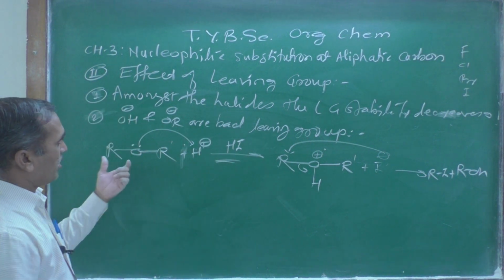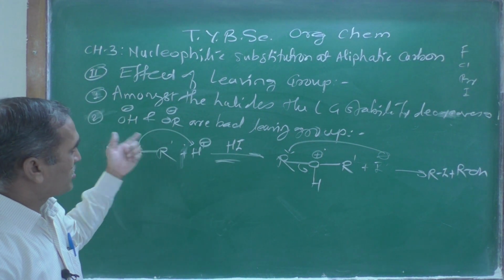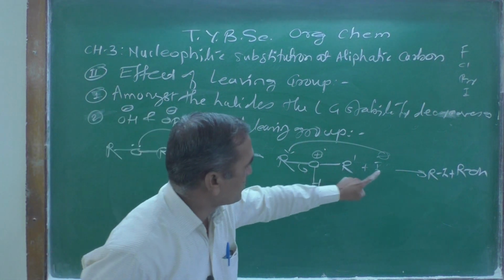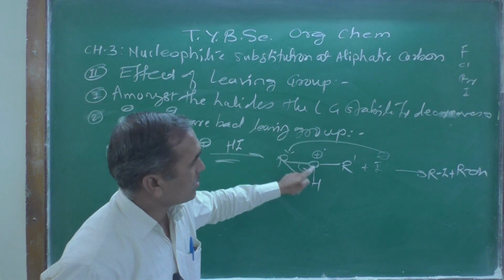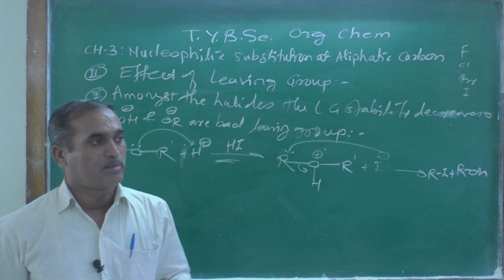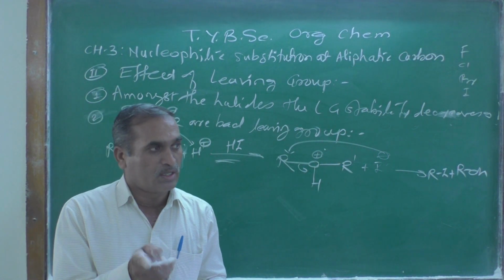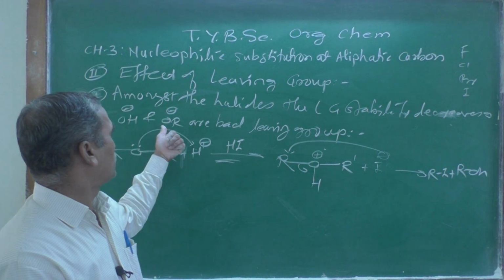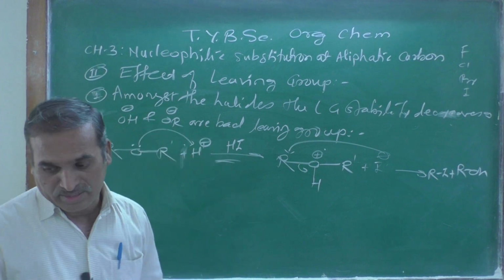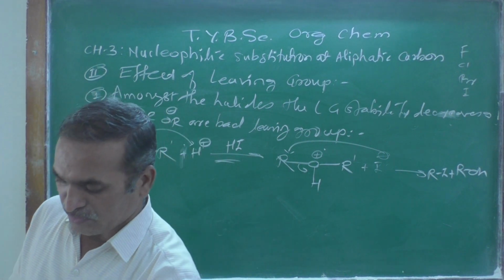So in this way, OH minus and OR minus are bad leaving groups, because OR minus is a strong base. Here in this case OR is not the leaving group. Here the alcohol is the leaving group, because alcohol is a weak acid of those strong bases. OR minus are strong bases, and therefore in this way.